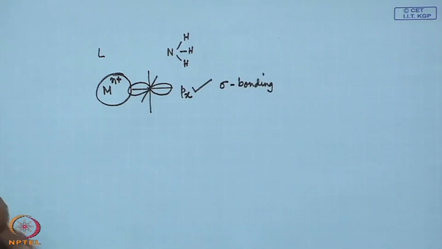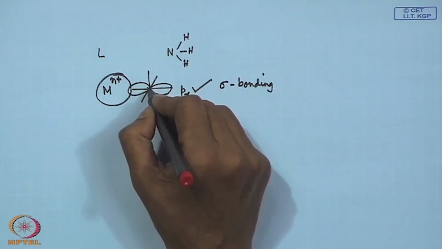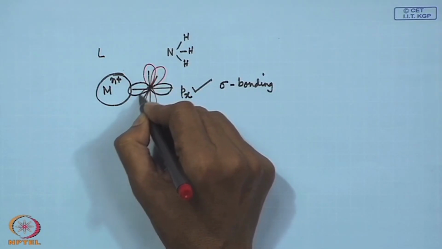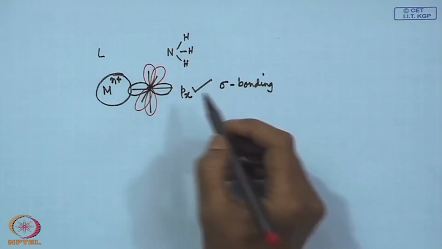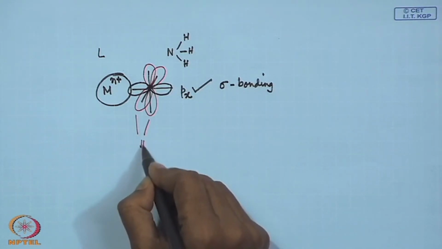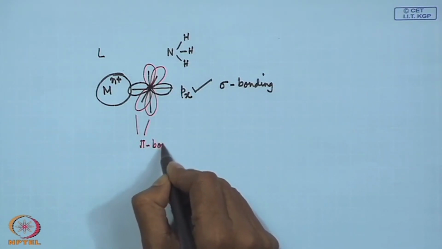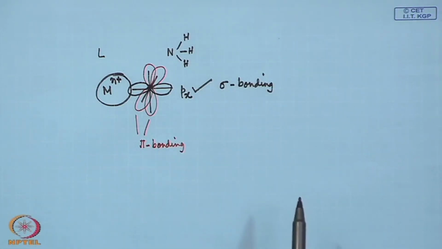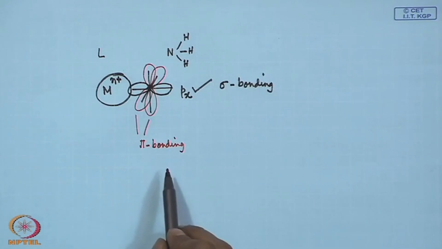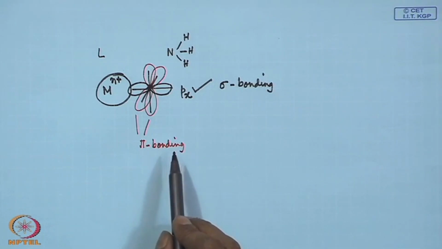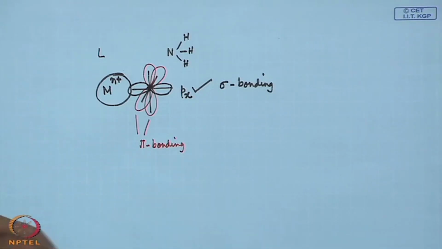Next we will consider the corresponding orbitals which will be available as py and pz, which are not utilized for sigma bonding. These two orbitals will give us the corresponding pi bonding in these metal complexes. Next we will see how this bonding also can support some of the properties of these ligands in these metal complexes. Thank you very much.